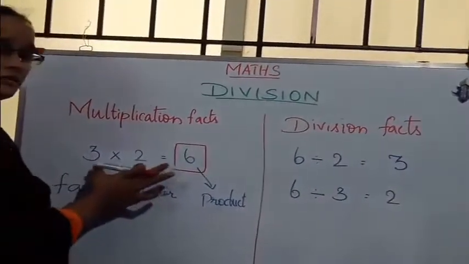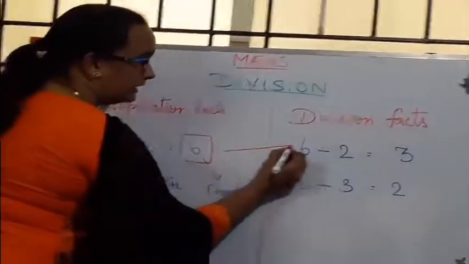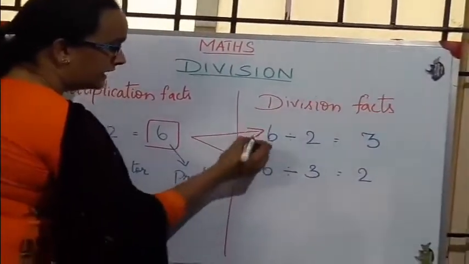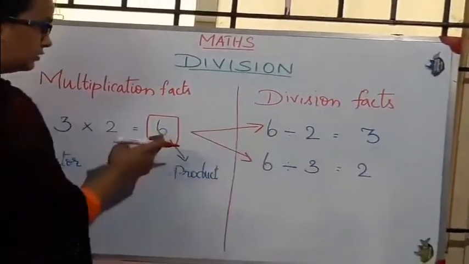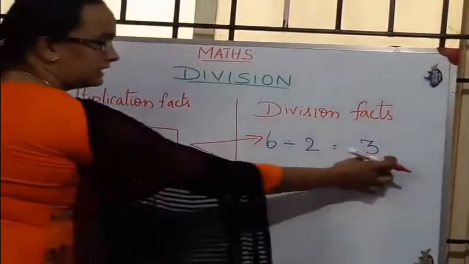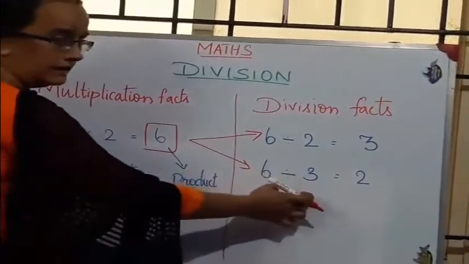So for each multiplication fact, there will be 2 division facts. Either 6 divided by 2 is 3, or 6 divided by 3 is 2.